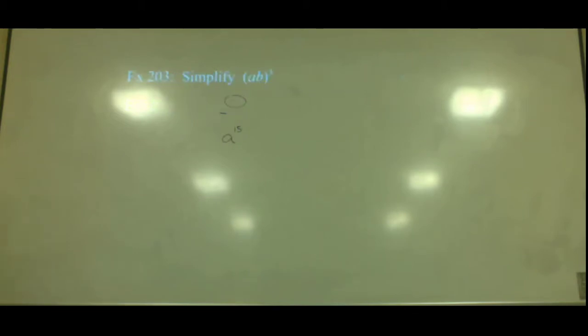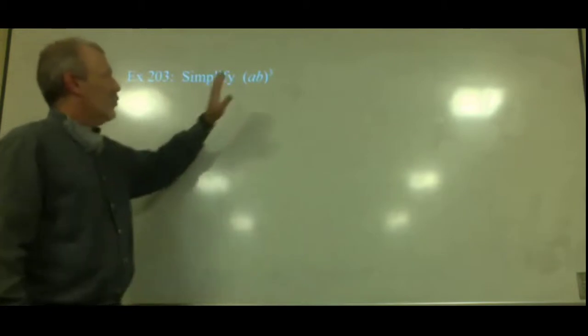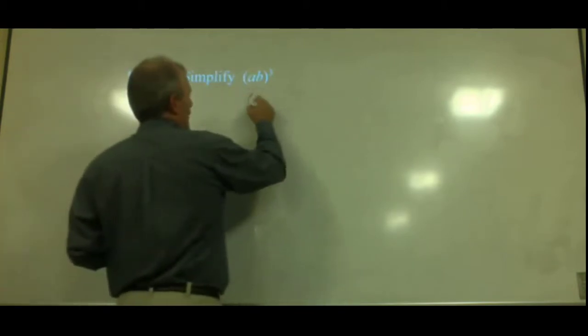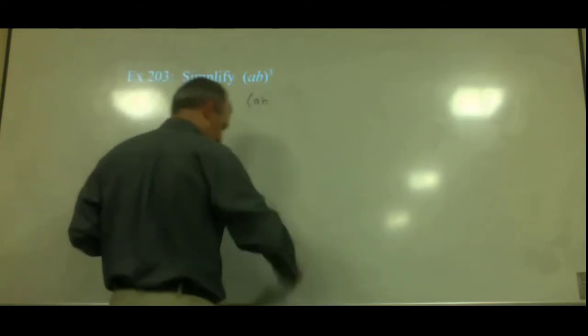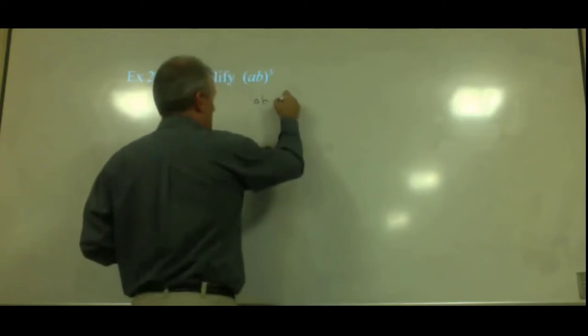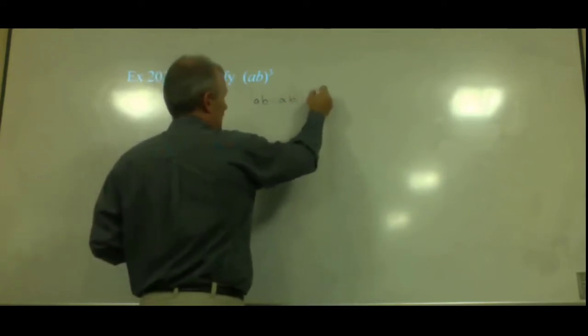All right. Here's another one that we want to go back to our definition on. Again, what does it mean to cube something? Multiply by itself. And I'm not even going to put parentheses here. So we're multiplying AB times AB times AB, correct?